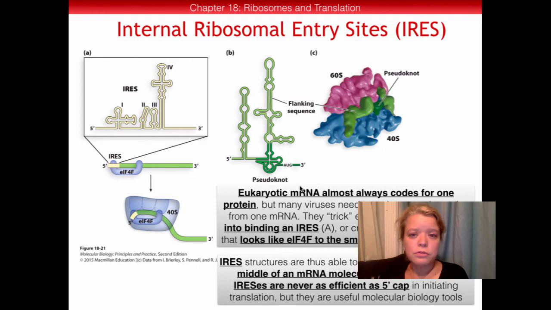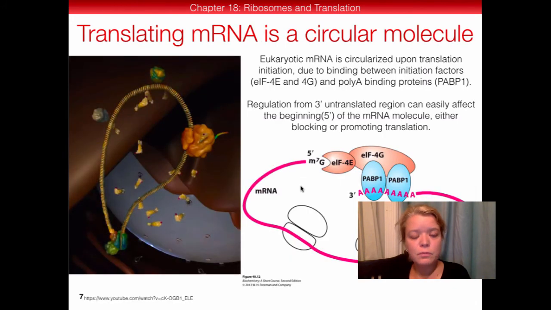So one important thing to realize is that IRESes will never be as efficient as a proper 5' cap. They're always the fakes that can get the job done, but are not the ones that will have high translation efficiencies, will not attract the most ribosomes.